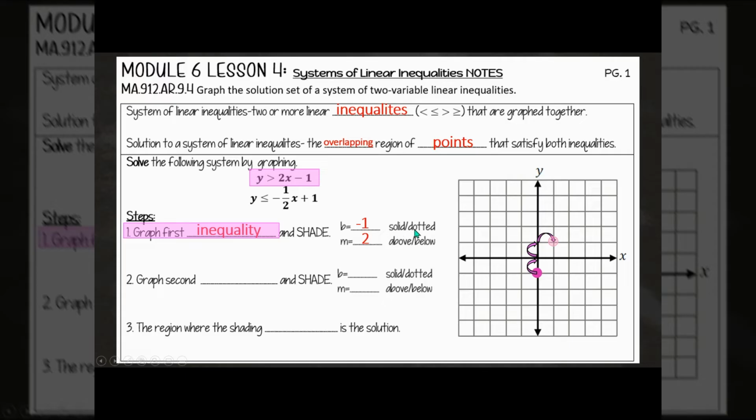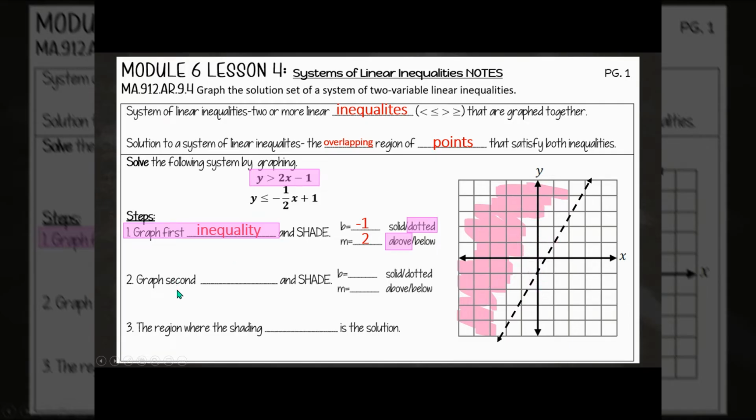Now I have to figure out, do I have a solid line or a dotted line? Well, because of this inequality, it says greater than but not equal to. I'm going to have a dotted line. And because it says greater than, it's going to actually be above. Okay, so remember, anytime I have a greater than symbol, I'm shading above the line.